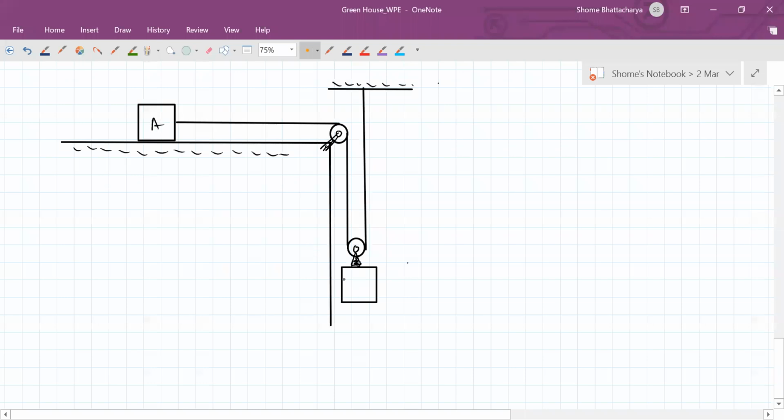And this block A has a mass of 4 kg, B has a mass of 1 kg. And initially the system is released from rest. And this is a frictionless surface. Oh, sorry, this is not a frictionless surface. This has a coefficient of friction, which we have to find out.